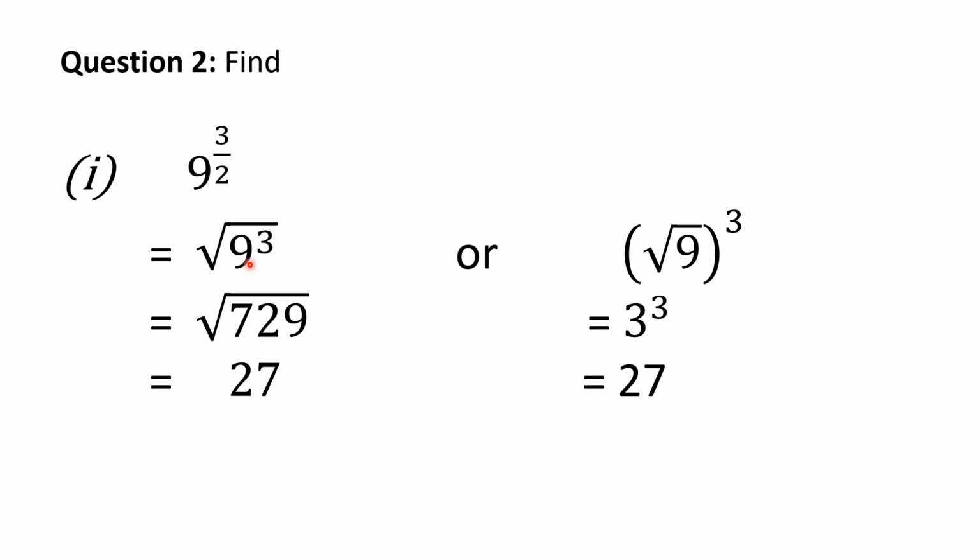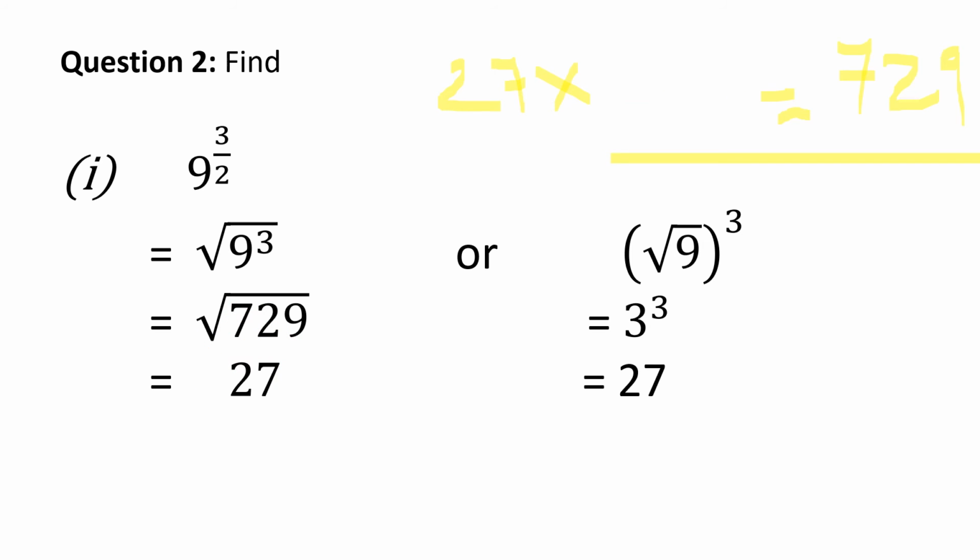Now 9 cube I have to find. So what is 9 cube? 729. 9 into 9, 81. 81 into 9, 729. So 729, right? So the square root of 729 is 27. Why? Because 27 into 27 is how much? 27 into 27 is 729. Okay, so that's why square root of 729 is 27, right?